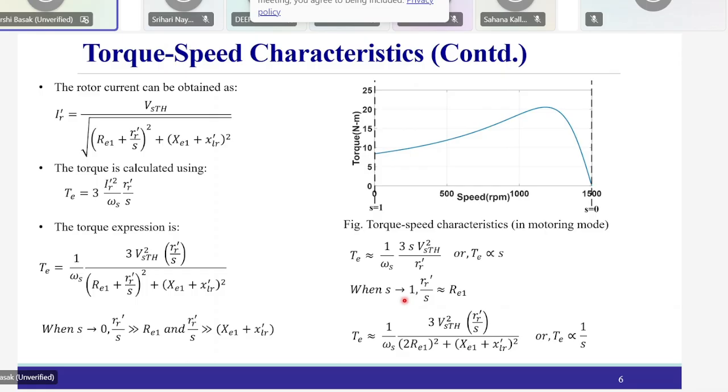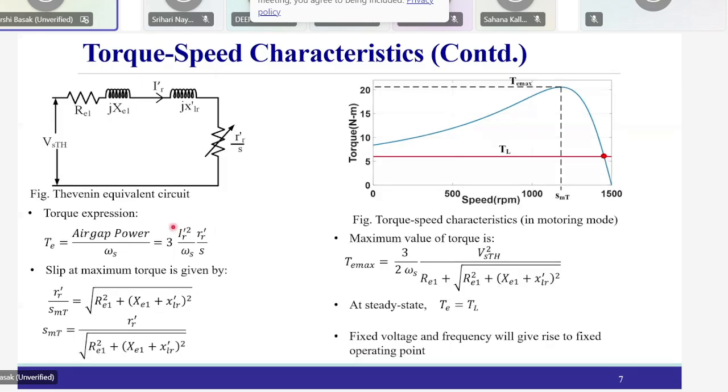And if S tends to 1 or at starting, then approximately the torque expression can be written as here, and the torque is inversely proportional to S. So that means the torque will have a parabolic nature. In this part it is parabolic, and when it is close to 0, it has a linear nature. So this will be the nature of the torque speed characteristics, right?